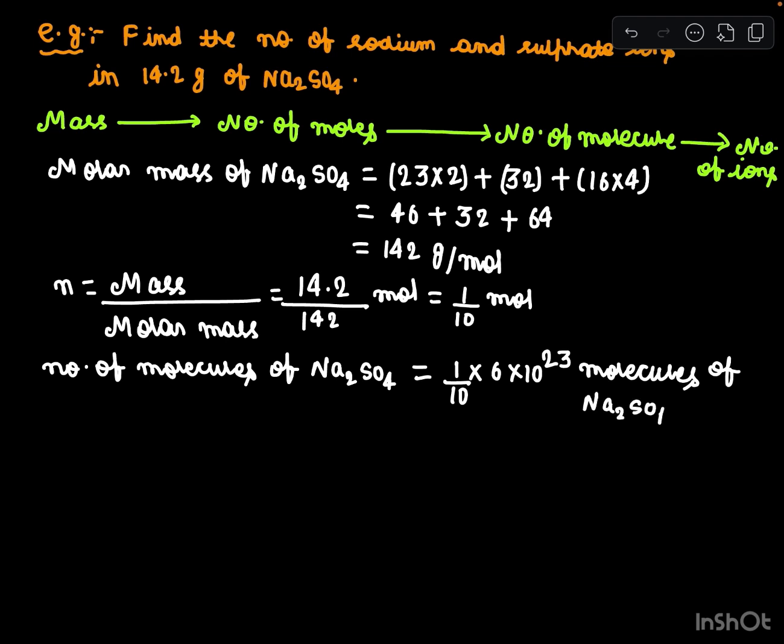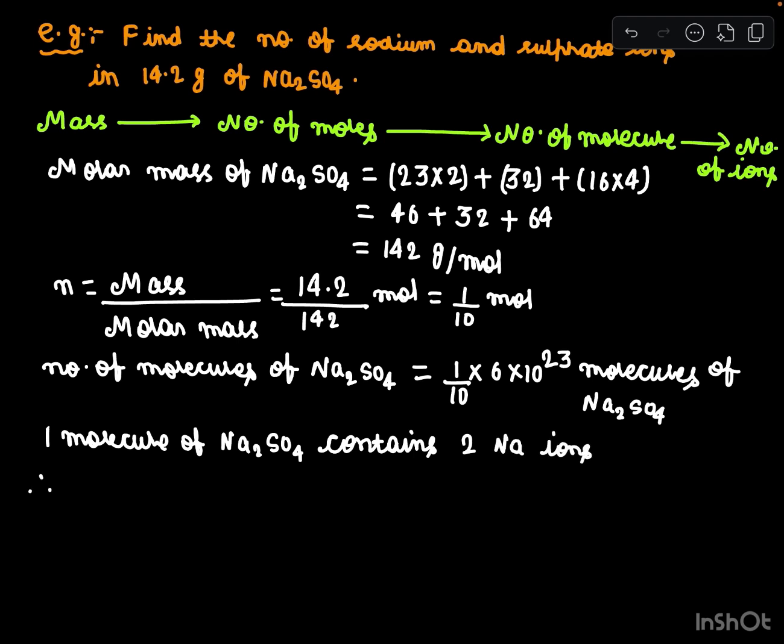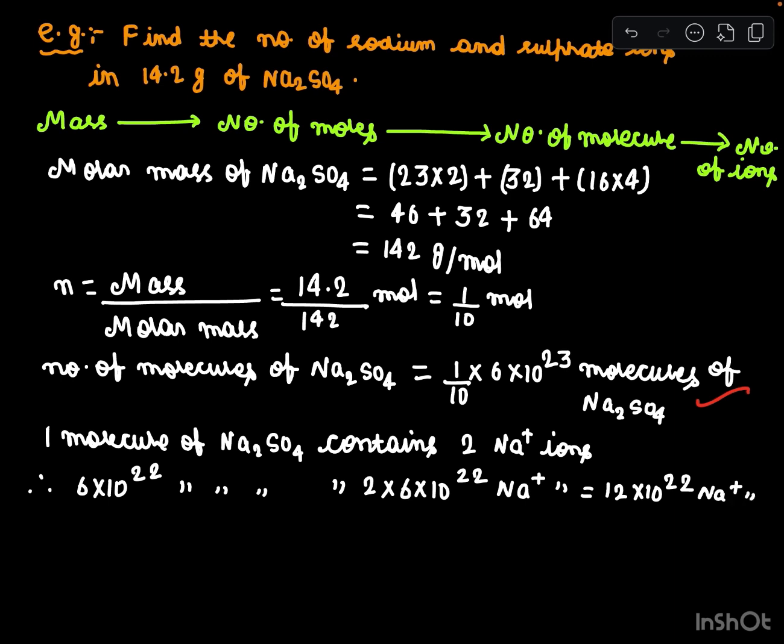of Na2SO4. Since 1 molecule of Na2SO4 contains 2 sodium ions, hence 6 into 10 to the power 22 molecules of Na2SO4 contain 2 into 6 into 10 to the power 22 sodium ions, which is equal to 12 into 10 to the power 22 sodium ions.